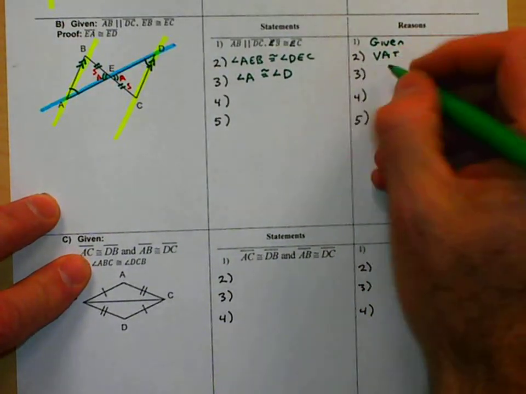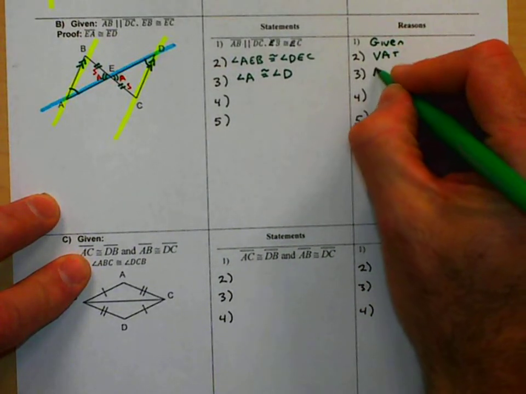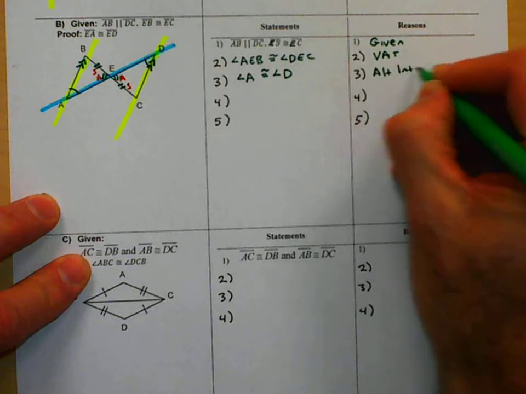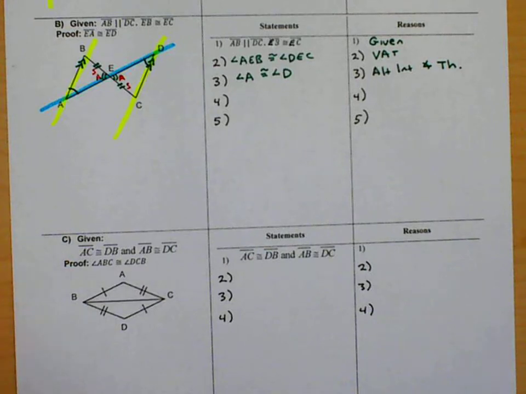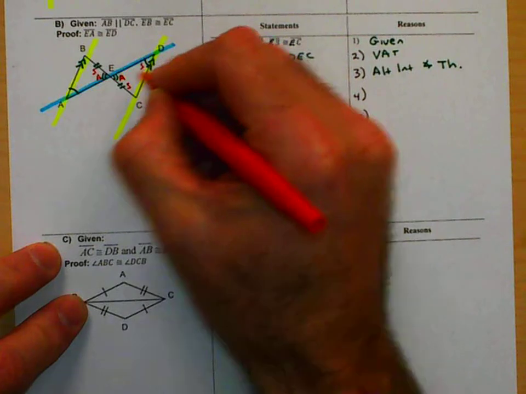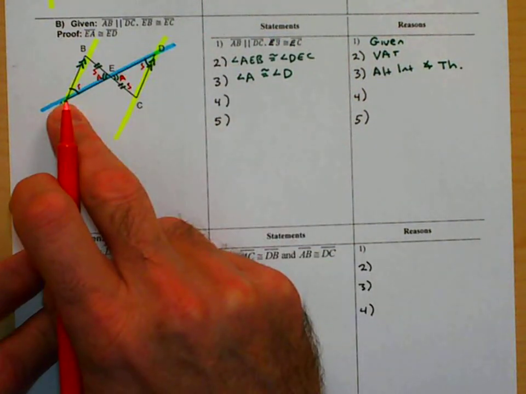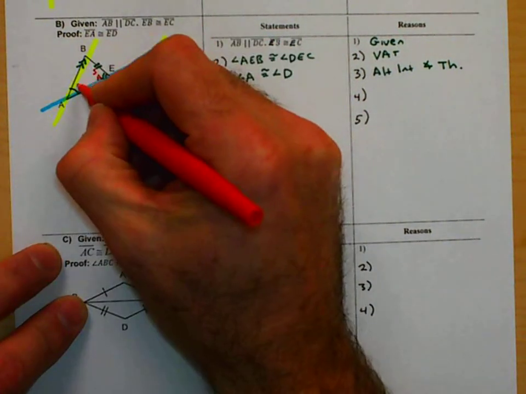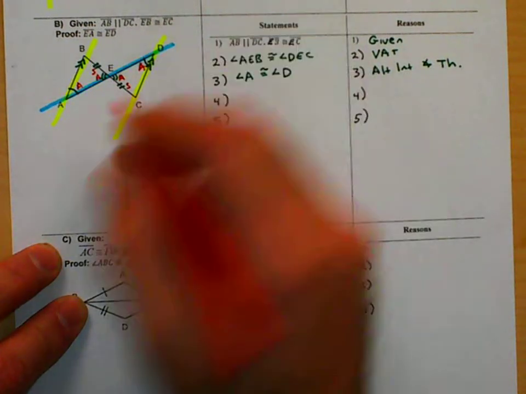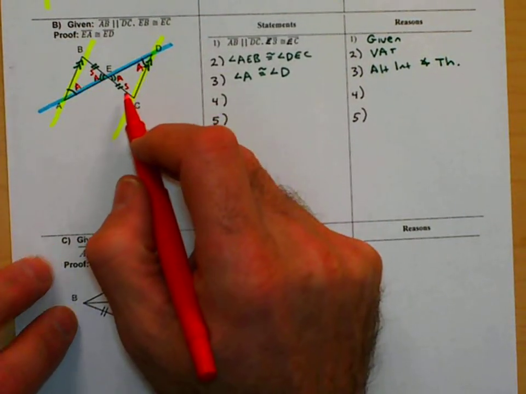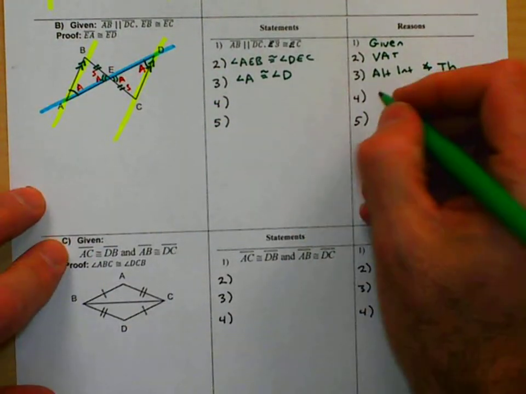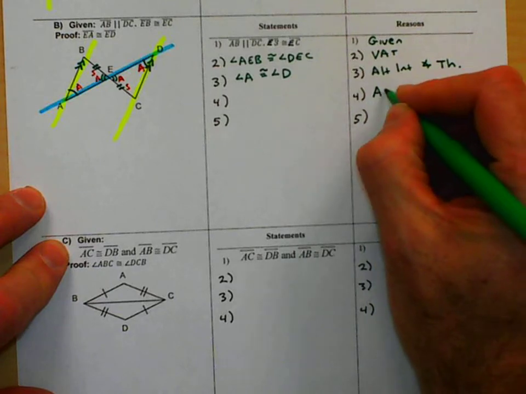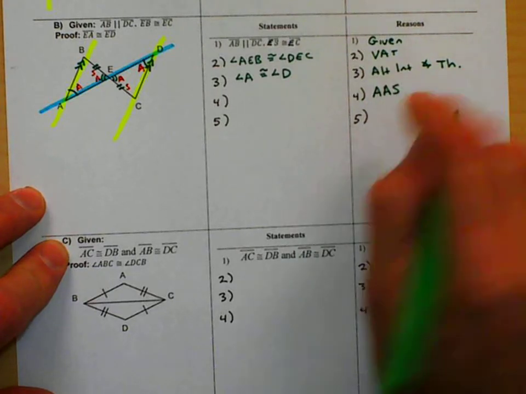and that is by alternate interior angle theorem. And once I have alternate interior angle theorem and I have that angle congruent to this angle, I have angle, this is angle. I have angle, angle, side. Notice the side is not included between the two angles. That's why I'm going to use the theorem that has the side not in between the two angles.